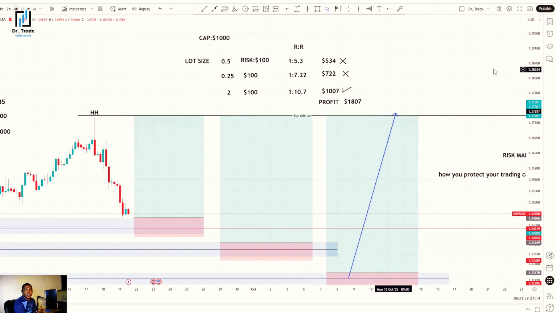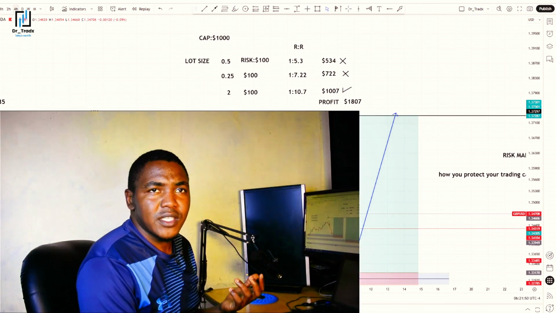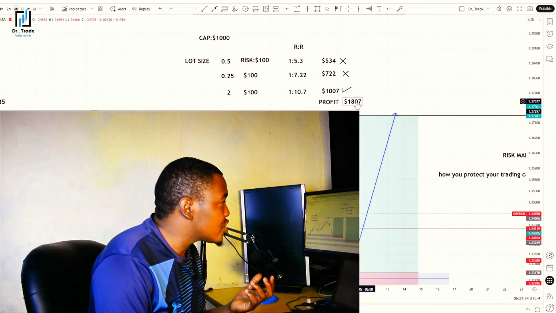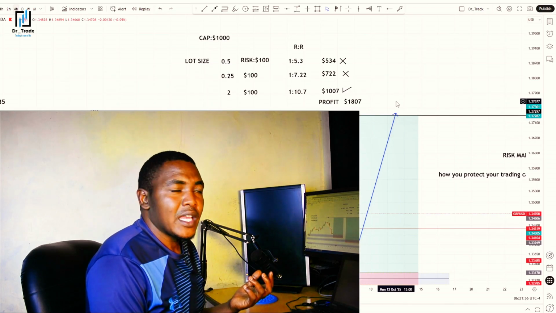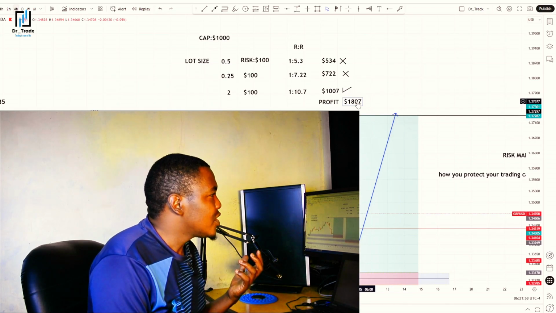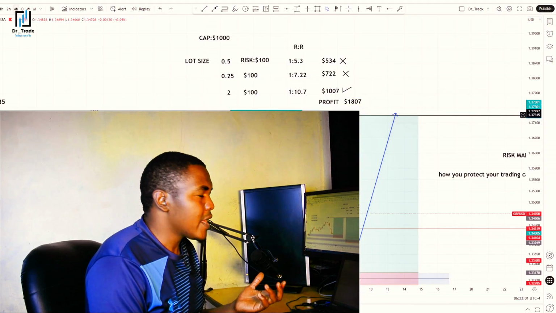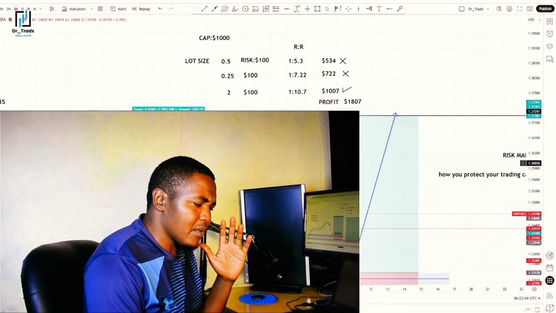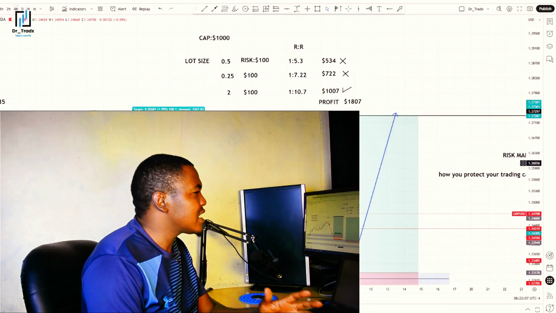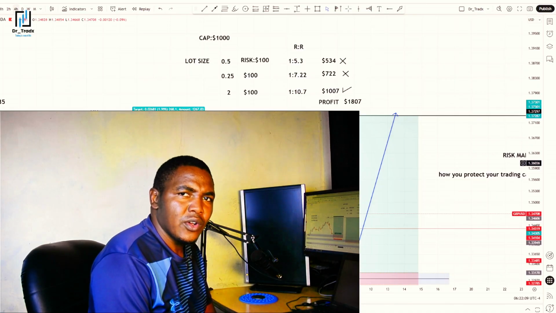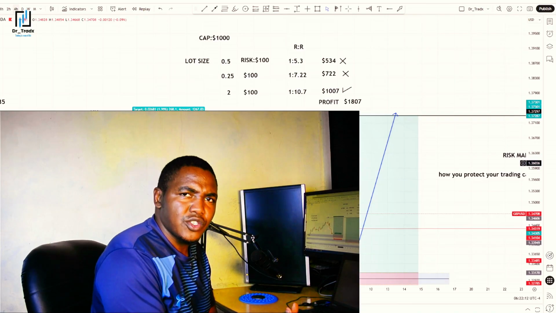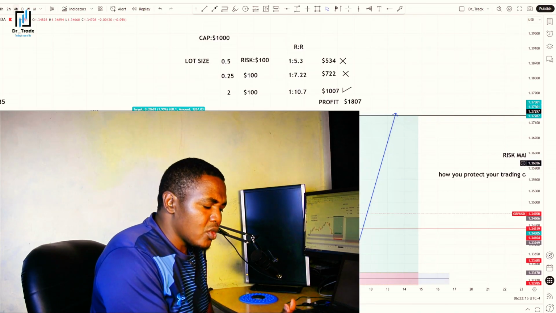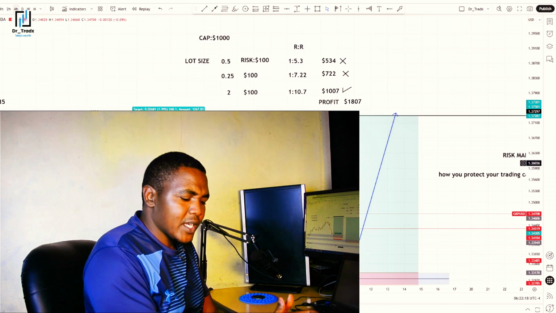This is the beauty, guys. This is the beauty of having a good risk to reward ratio. The beauty of it is that no matter what happens, you are still in profit. There is no way, even if you're a good analyst, that you hit all the trades you've been waiting for. No. But with a good risk to reward ratio, for every loss you take, you learn from it. The second one, the third one.